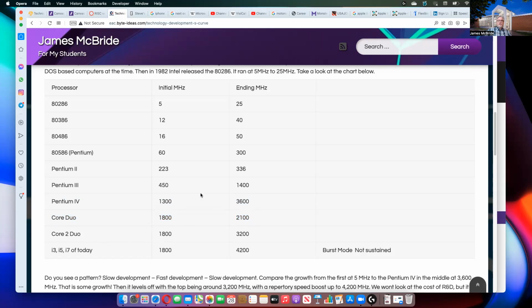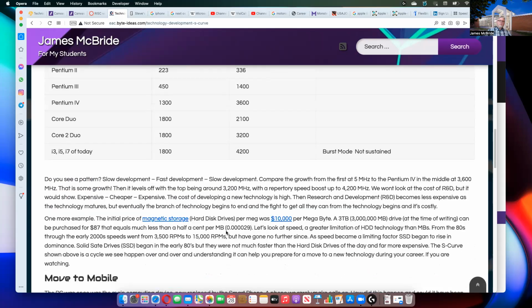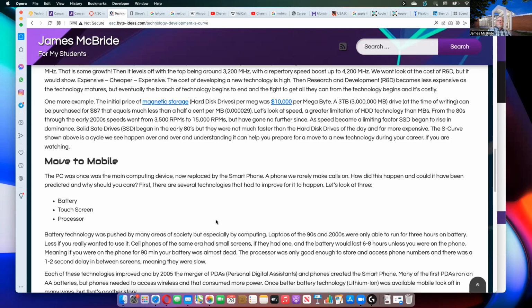So really, this technology, right? Slow, slow, slow, fast, fast, fast, fast, slow, slow, slow. Right, there's your S curve for that technology. And so that's what this really describes.